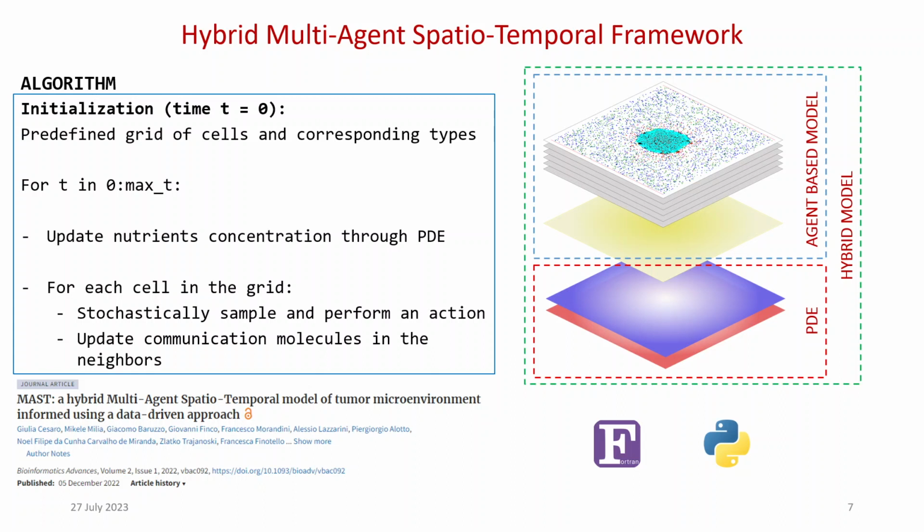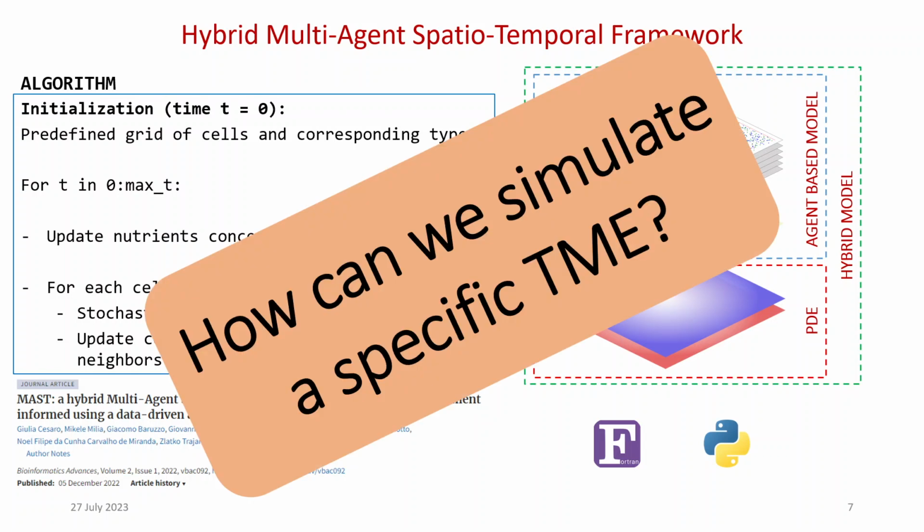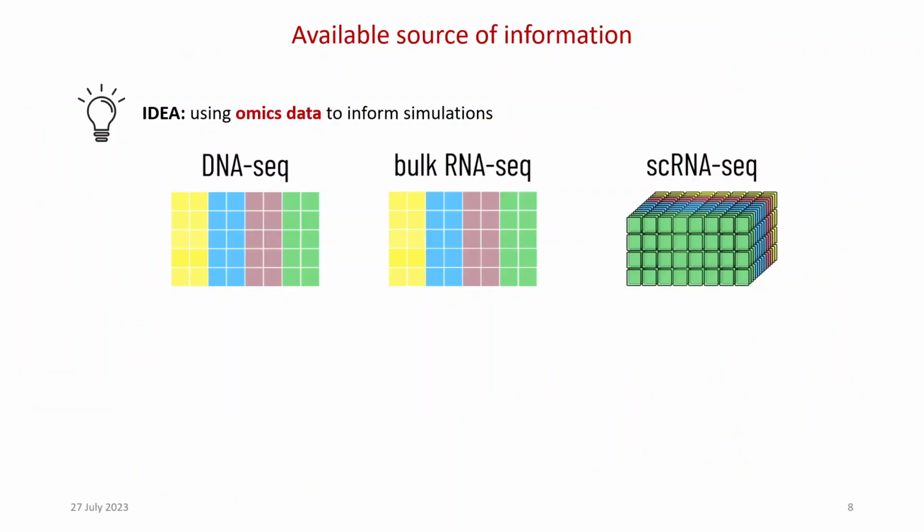So now the question is, how can we simulate a specific TME? Well, in order to simulate a specific TME, we thought of how to inform MUST, and the idea was to use omics data to inform our simulation. And in particular, we focused on DNA, bulk, and single-cell RNA sequencing data.